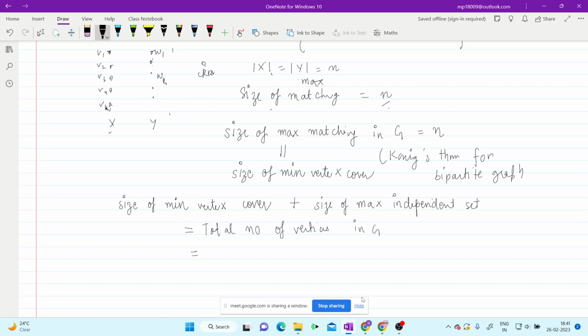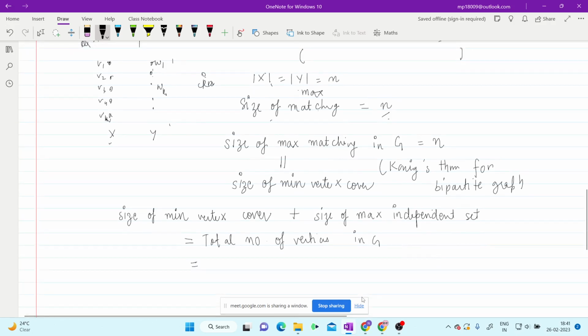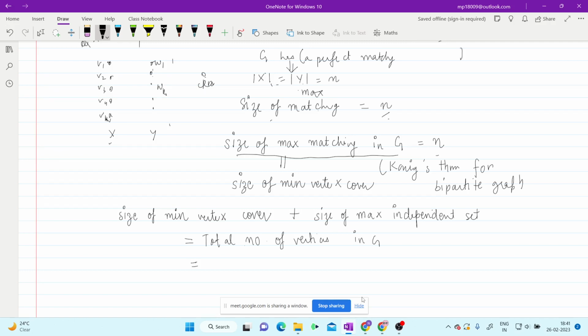K plus 1, what is k? So see, 2n. Yeah, n. So we have got here that size of maximum matching in G is equal to n. So first we show that G has a perfect matching. G has perfect matching implies that order of X is equal to order of Y, which is equal to n. And we also got that size of maximal matching was n.